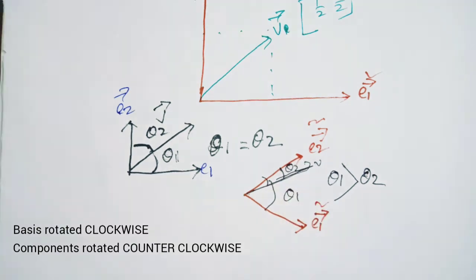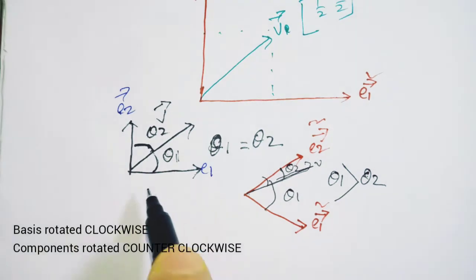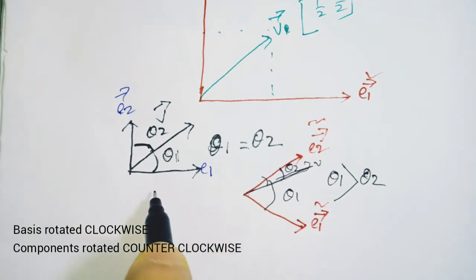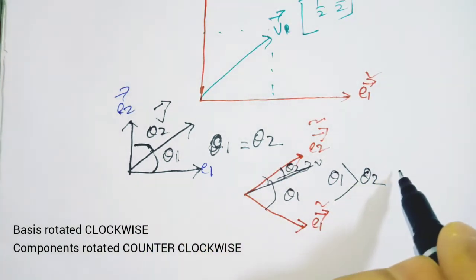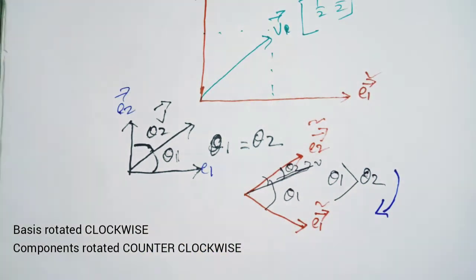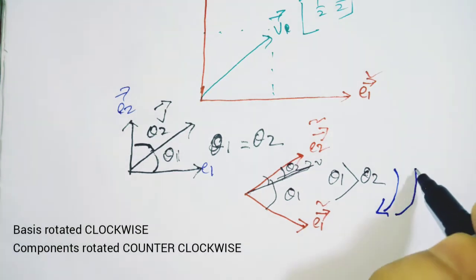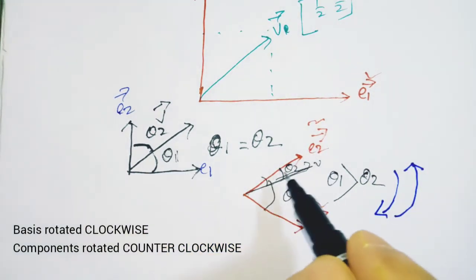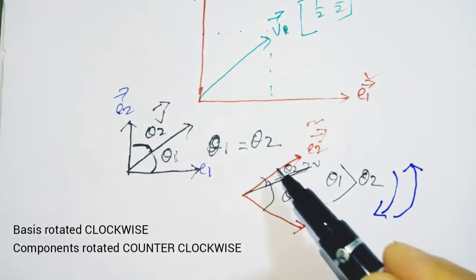Leaning towards theta 2. That means what I can tell from here is that if this has moved in this direction, it has moved in a clockwise direction, this one. If this has moved in the clockwise direction, the vector component seems to have moved in an anti-clockwise direction. This has moved this way, but this seems to have moved in that way. Are you getting my point?